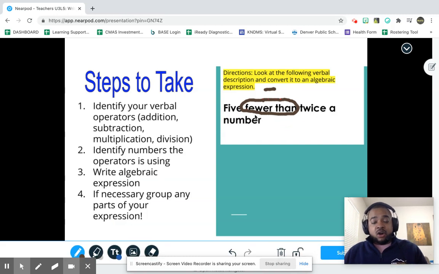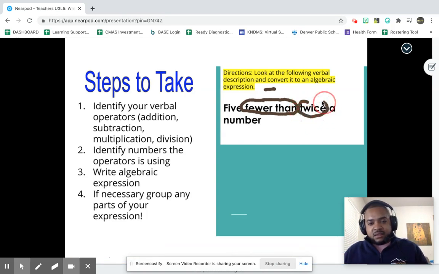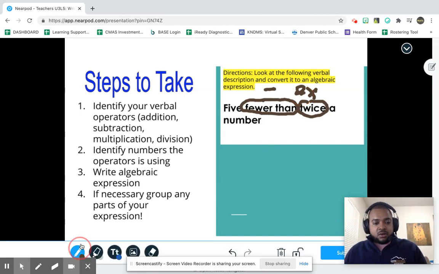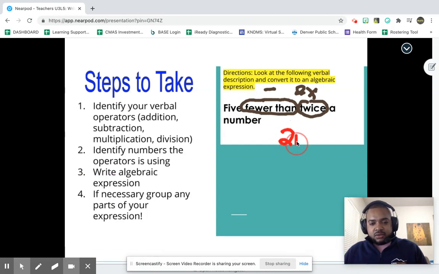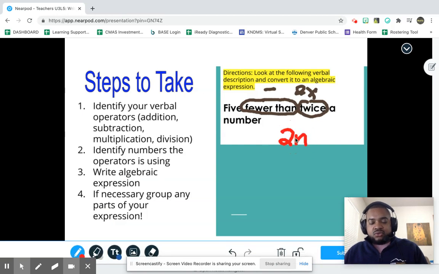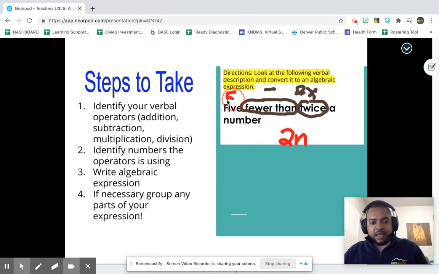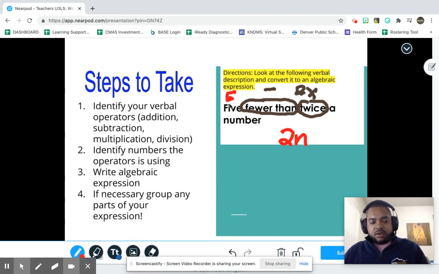And the other operator might be hard to see. But this is one that I talked about, that it doubles as an operator and a number. Because right here, "twice a number" means multiplication, and it means 2 times whatever it's talking about. So I know that I am multiplying 2 times a number. I'm just going to put that as 2n. So here's twice a number, and then I have the number 5. What I did was identify the numbers I'm working with. I have 5 and I have twice a number. So I represented those 2 parts.